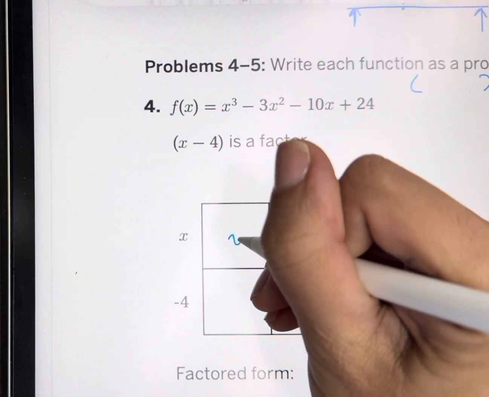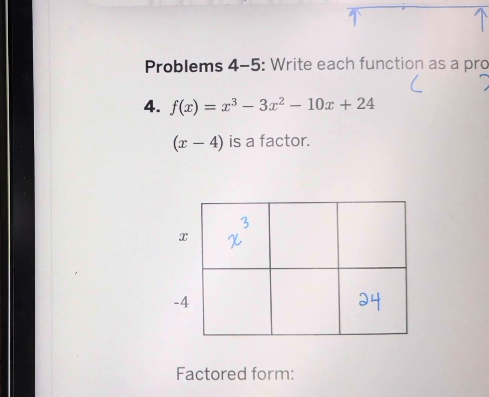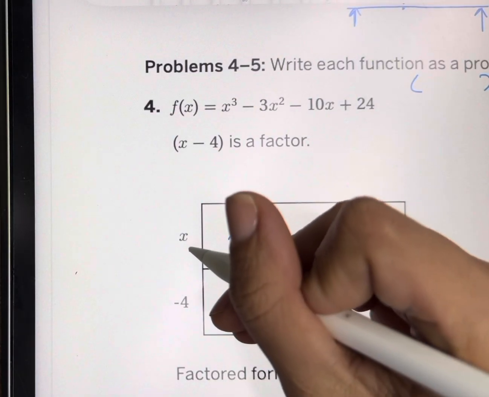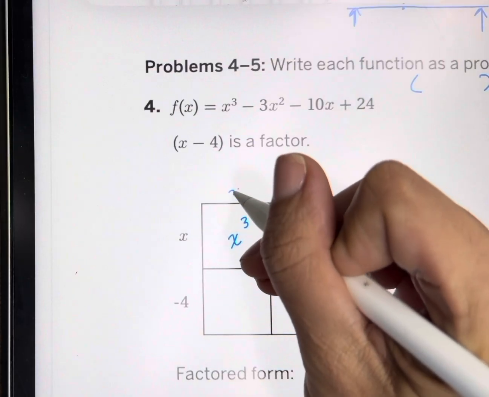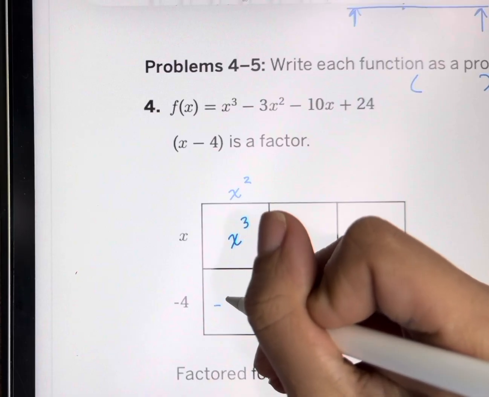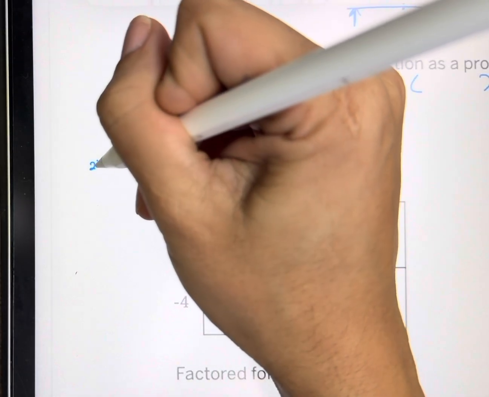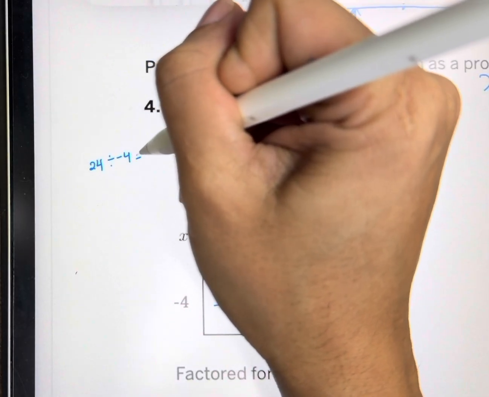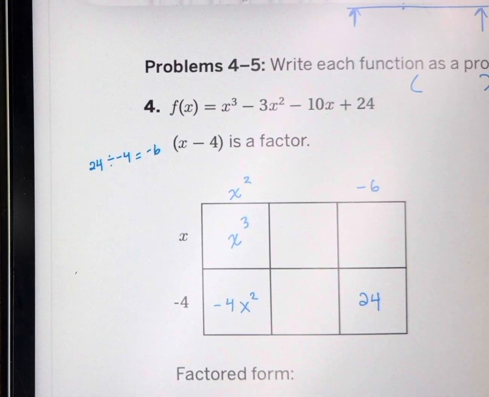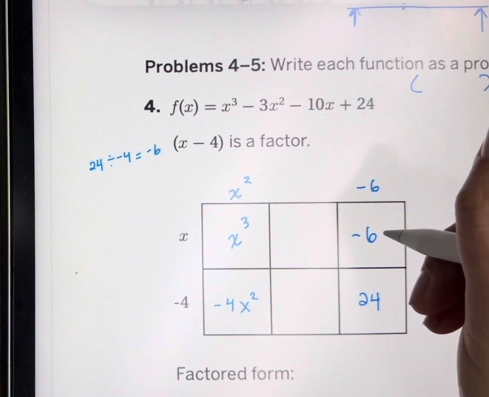Put the first guy in the first box and put the last guy in the last box, and then start just filling in as much as you can. So if that's x and that's x cubed, this must have been x squared. And then if that's x squared and that's negative 4, this is negative 4x squared. And then if that's a negative 4 and that's a 24, well, then this is a negative 6. Again, you can just say 24 divided by negative 4, press enter, and your calculator will tell you that negative 6. And now that that's negative 6 times x, this is negative 6x.